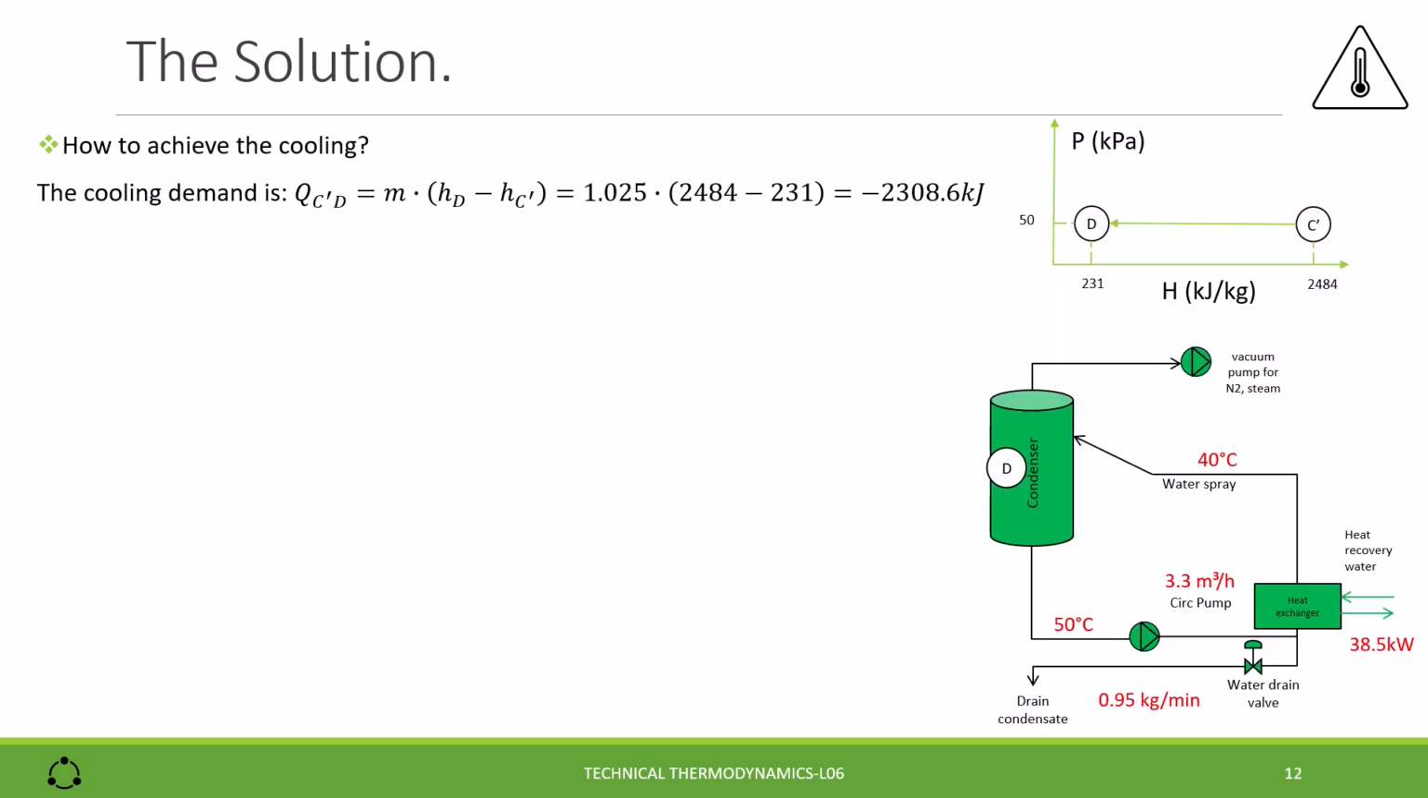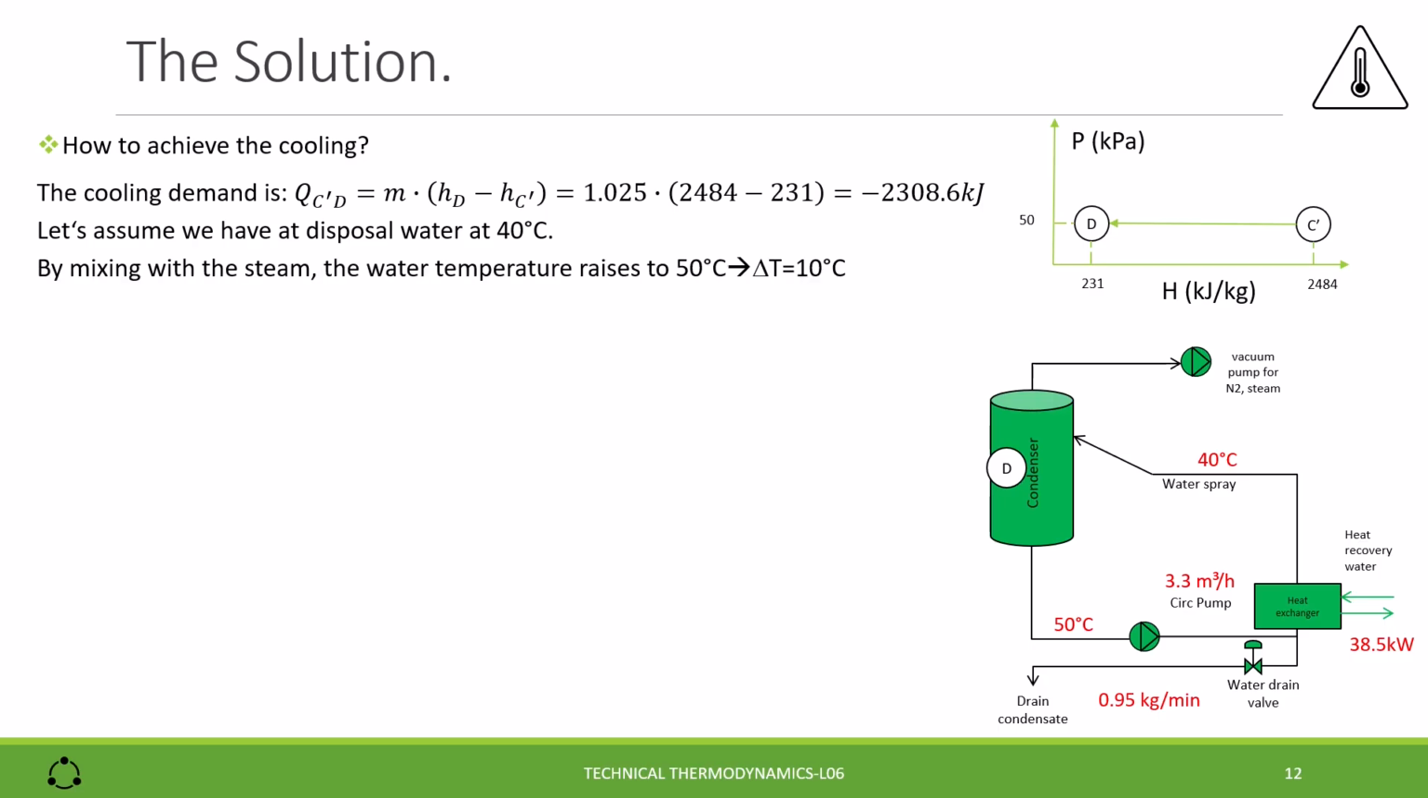How to achieve the cooling? The cooling demand is QC'D, that is the product of the total mass and the difference of the enthalpy of the two states, that is negative 2308.6 kJ. Let's assume we have a disposal water at 40 degrees. By mixing with the steam, the water temperature raises to 50 degrees, so delta T is 10 degrees. The water cooling amount will be capital M negative QC'D over delta T into CV, where CV is the specific heat of the water, 55 kg.